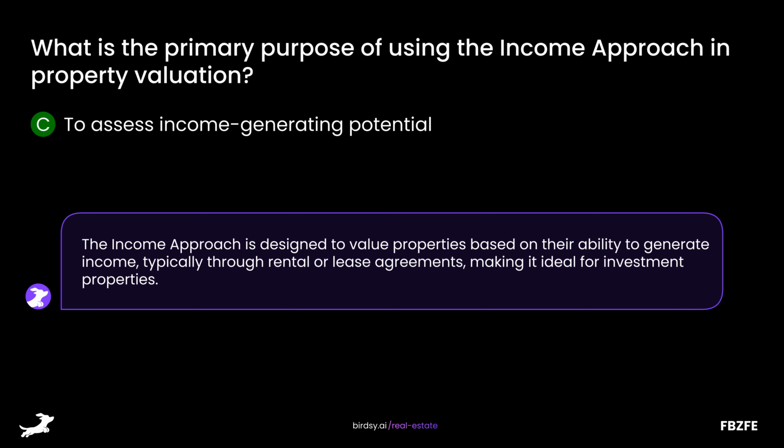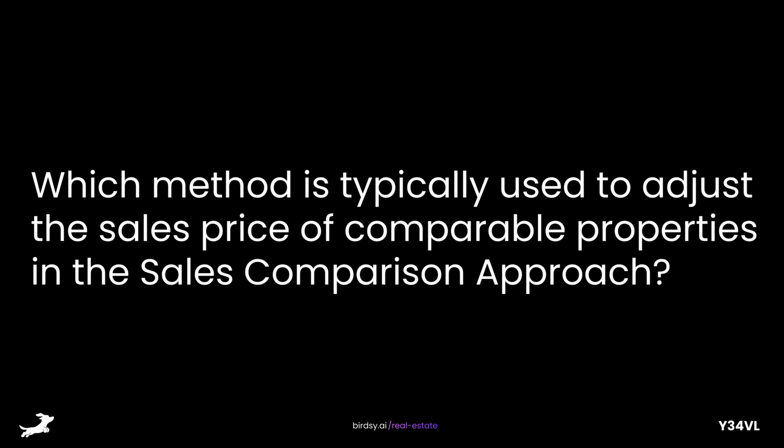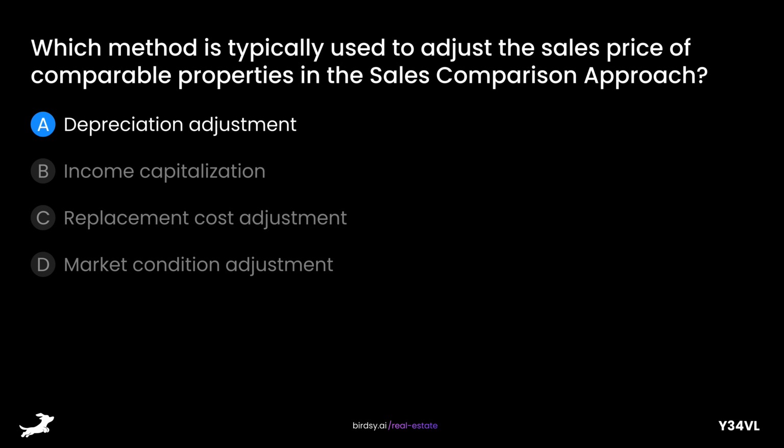The income approach is designed to value properties based on their ability to generate income, typically through rental or lease agreements, making it ideal for investment properties. Which method is typically used to adjust the sales price of comparable properties in the sales comparison approach? Is it A, depreciation adjustment, B, income capitalization, C, replacement cost adjustment, or D, market condition adjustment? The answer is D, market condition adjustment.